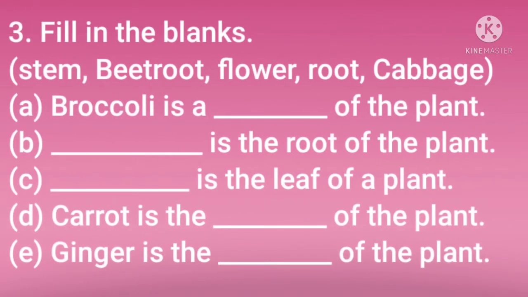Question number 3. Fill in the blanks. What are the words given in the bracket? Stem, beetroot, flower, root and cabbage.